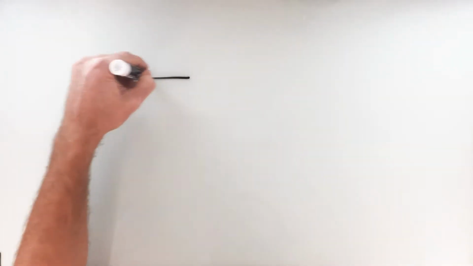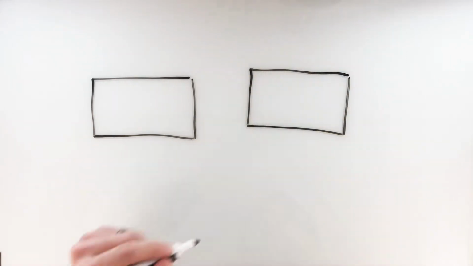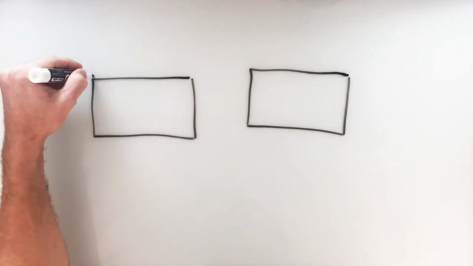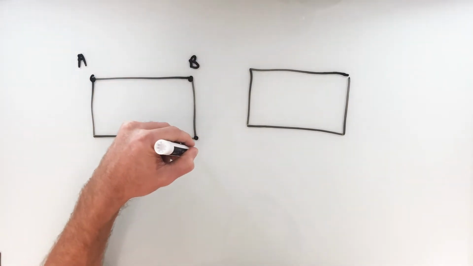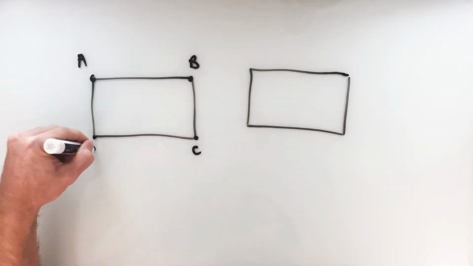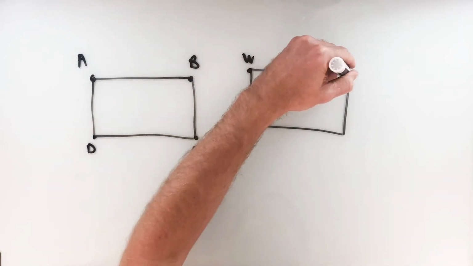So congruent polygons are two polygons. In this case, I'm going to use some rectangles. And congruent polygons are polygons that have congruent corresponding sides and angles. So all their parts are the same length, same measure. So in this case, we've got a rectangle here. We'll call it ABCD. And then a second rectangle that is WXYZ.